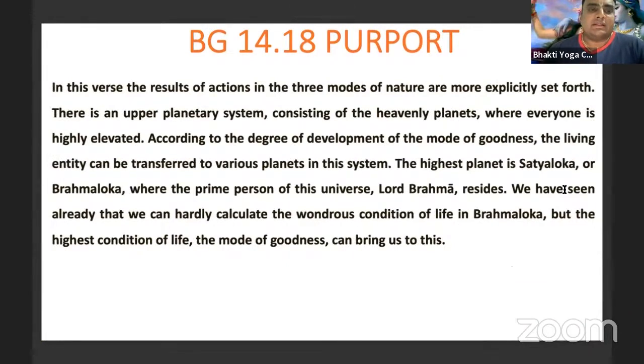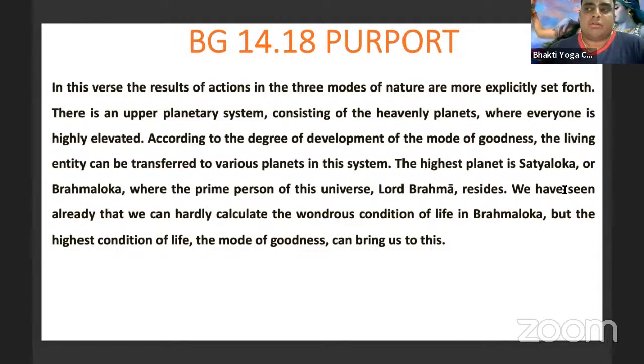In this verse, the results of actions in the three modes of nature are more explicitly set forth. There is an upper planetary system consisting of the heavenly planets where everyone is highly elevated. According to the degree of development of the mode of goodness, the living entity can be transferred to various planets in this system. The highest planet is Satyaloka or Brahmaloka, where the prime person of this universe, Lord Brahma, resides. We have seen already that we can hardly calculate the wondrous condition of life in Brahmaloka, but the highest condition of life, the mode of goodness, can bring us to this.